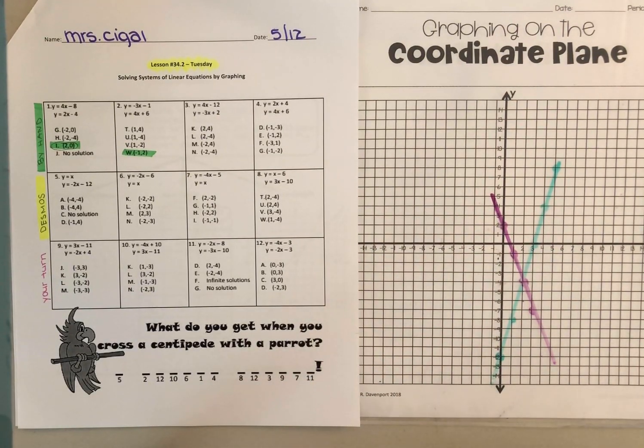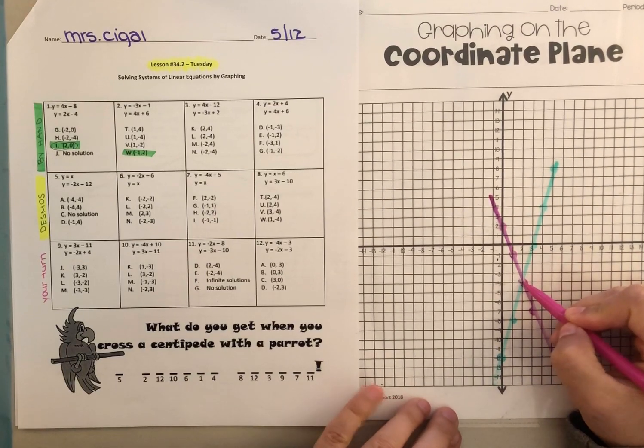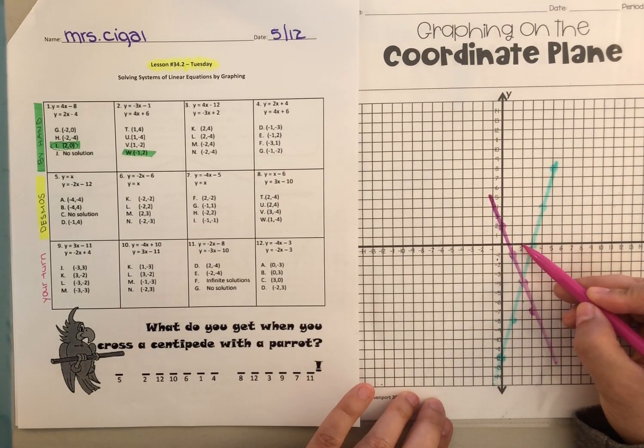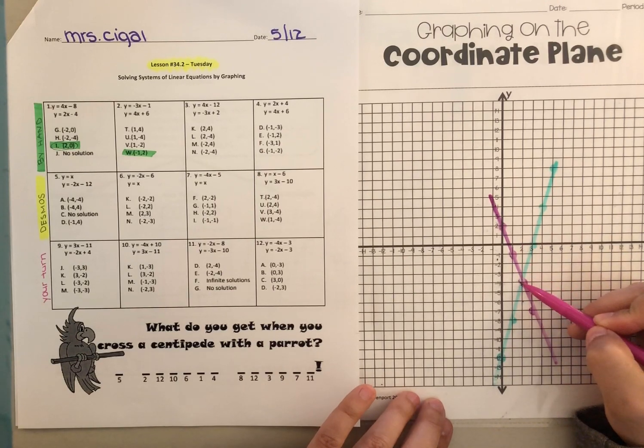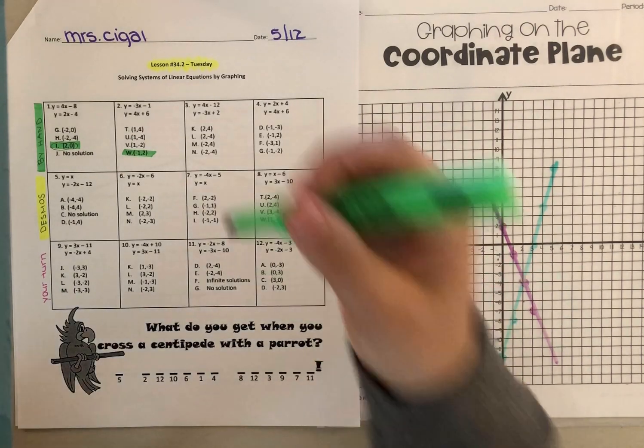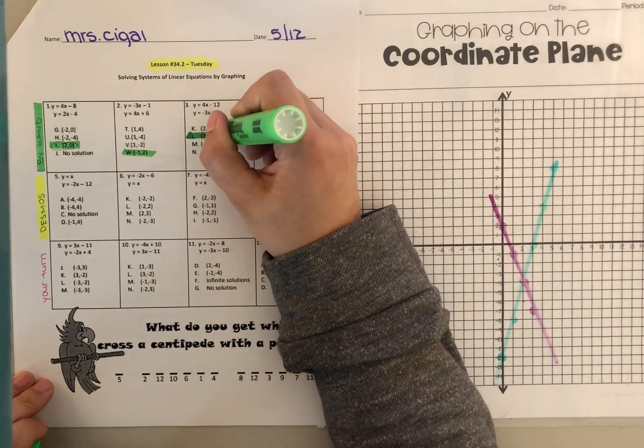And looking for where those two lines are crossing, here's that point right here. We just need to identify its ordered pair. So this has an x value of 2 and a y value of -4. So I'm looking for the ordered pair 2 and -4. It looks like L.